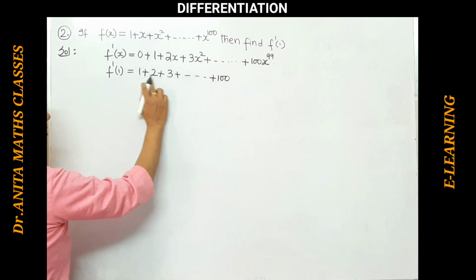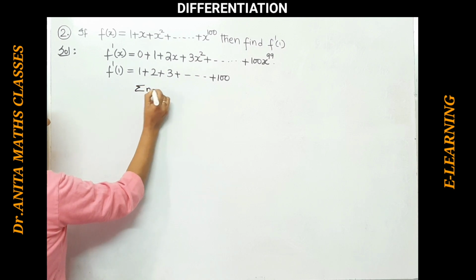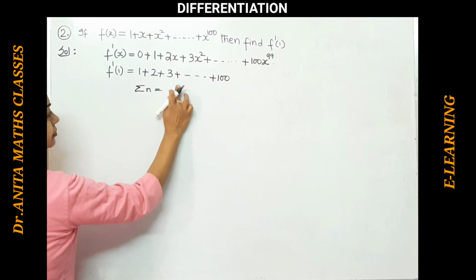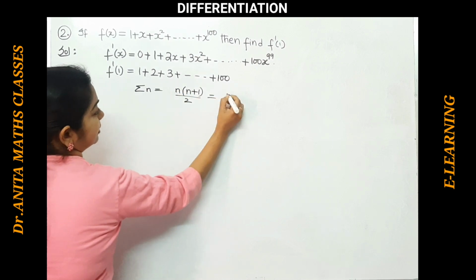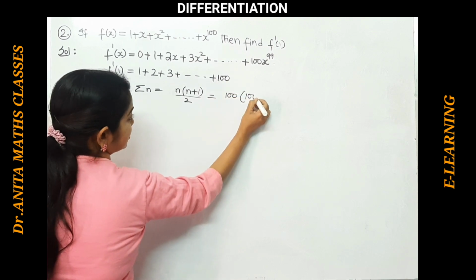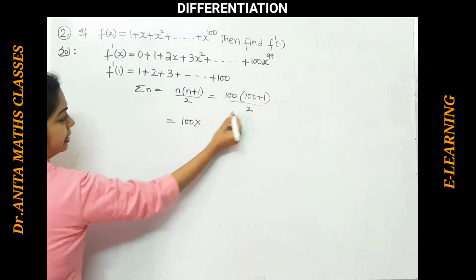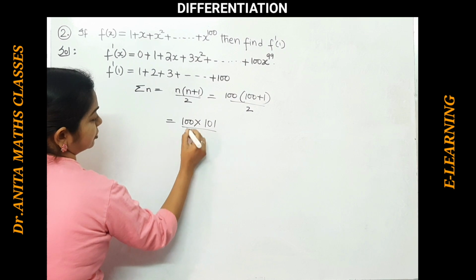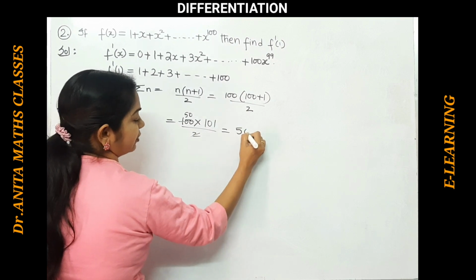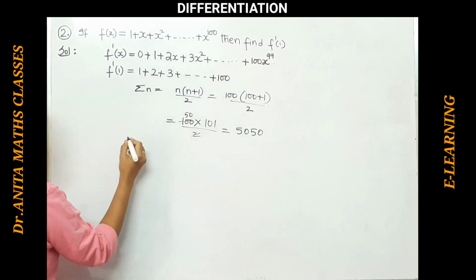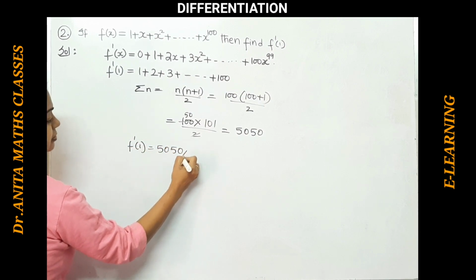If you see clearly, this is the sum of the first natural numbers, which is nothing but sigma n. Sigma n is equal to, you know the formula, n into n plus 1 by 2, where n is 100. So 100 into 101 by 2, that is 50 into 101, you get 5050. This is f dash of 1, which is 5050. Pause it and note it down.